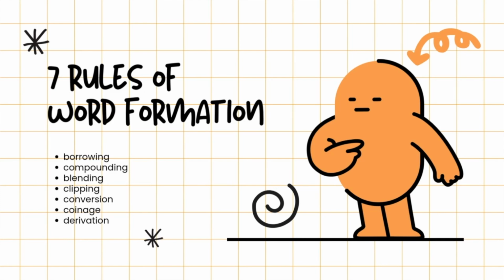When new words, neologisms, are created, they usually follow certain rules. There are 7 main ways: borrowing, compounding, blending, clipping, conversion, coinage, and derivation. Let's look at a few of them.